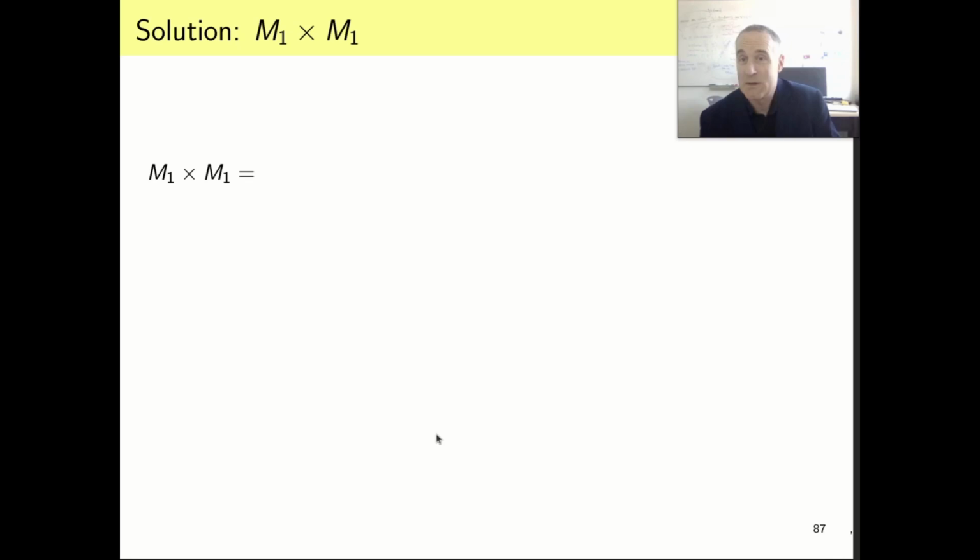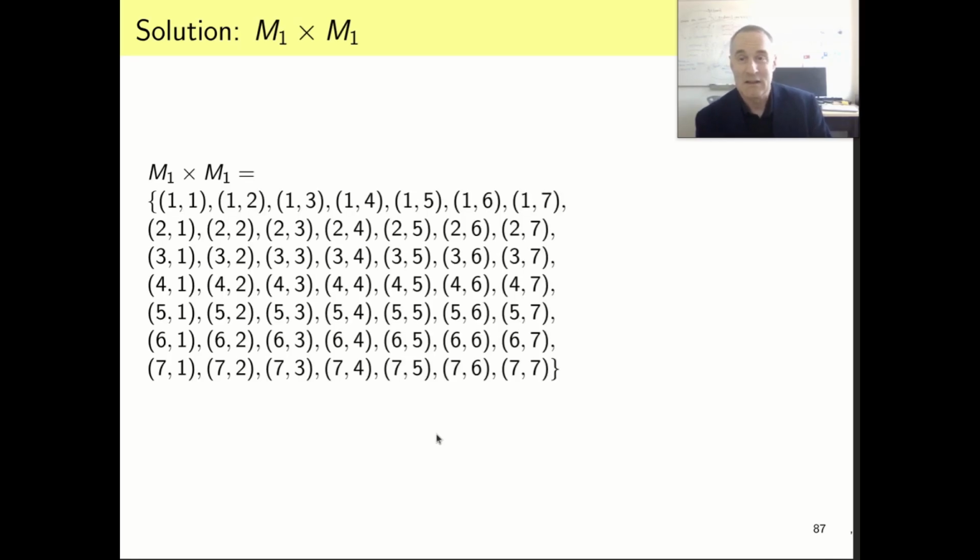So let's look at some of the solutions. Hopefully you've worked these out on paper, or at least convinced yourself that you could work them out on paper, because they're a little bit tedious. So the Cartesian product of set 1 and set 1 is just going to be essentially a square matrix. It's the numbers 1 through 7 coupled with the numbers 1 through 7.